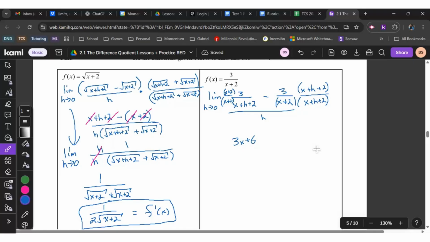All right, guys. I'm going to distribute it at the same time. So 3x plus 6. I'm going to distribute these at the same time too. So negative 3 times x is negative 3x. Negative 3 times h, negative 3h. Negative 3 times 2, negative 6. All over x plus 2, x plus h plus 2. And I'm going to take care of this fraction of a fraction at the same time.